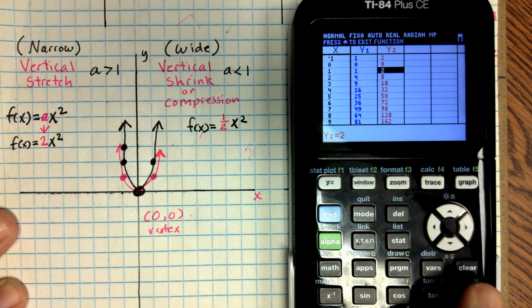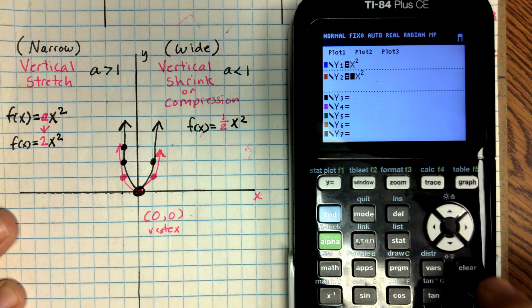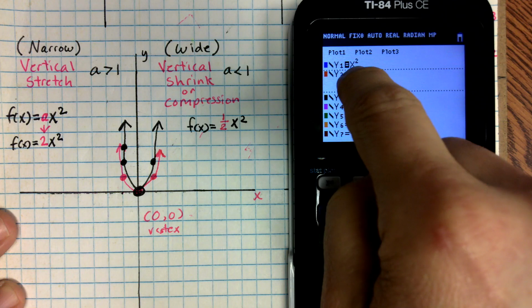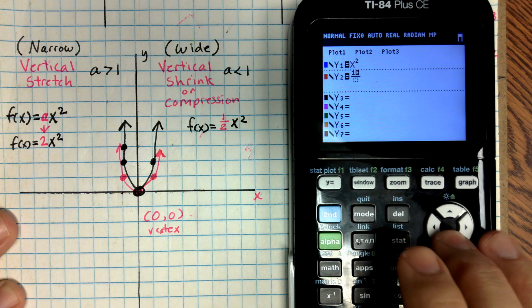So I'm going to show you what that looks like in the calculator. So let's go back over here. Now I'm going to erase the 2x squared. Well, we're going to leave the parent function so you can see the difference in it. And I'm going to go ahead and do alpha y equals to get my fraction bar. And I'll do 1 over 2.